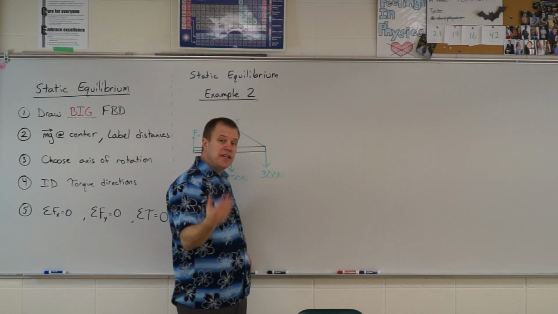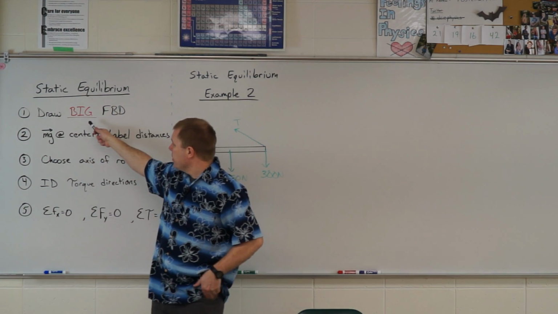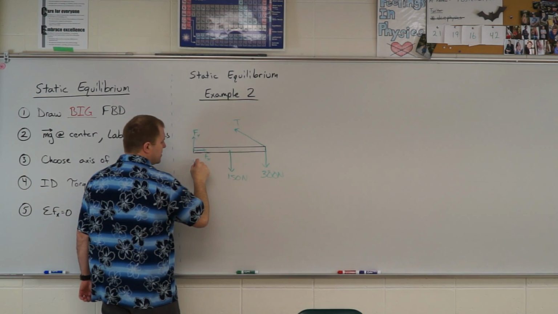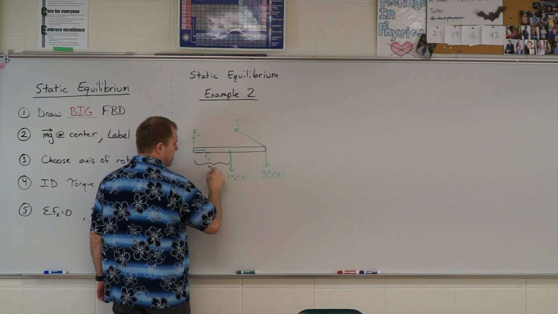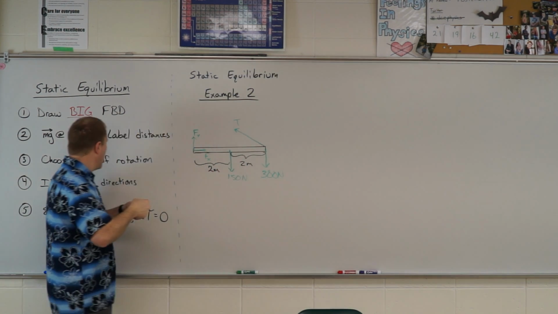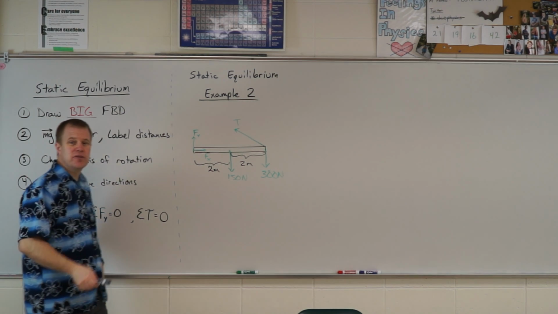All right, so the next thing we're going to do, we've generated our free body diagram, mg at the center. We've got to label our distances. So this whole thing was 4 meters, so that makes this 2 meters and this 2 meters. We need to choose an axis of rotation.